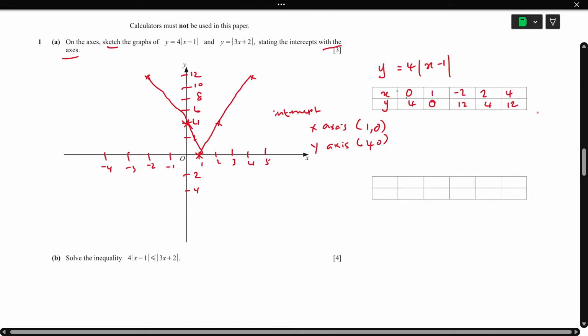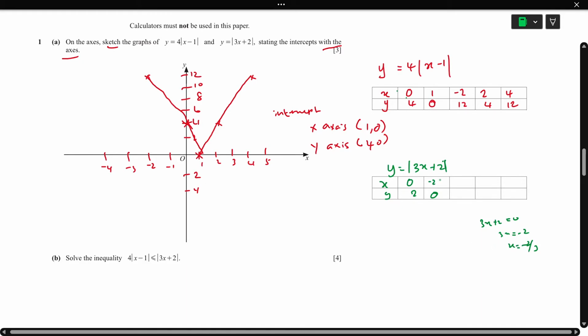Okay, the second equation, which is y equals absolute value of 3x plus 2. First I'll write x and y. I'll put x equal to 0, then y equals 2. Next I'll put y equal to 0. When I put y equal to 0, 3x plus 2 equals 0, 3x equals negative 2, x equals negative 2 over 3.